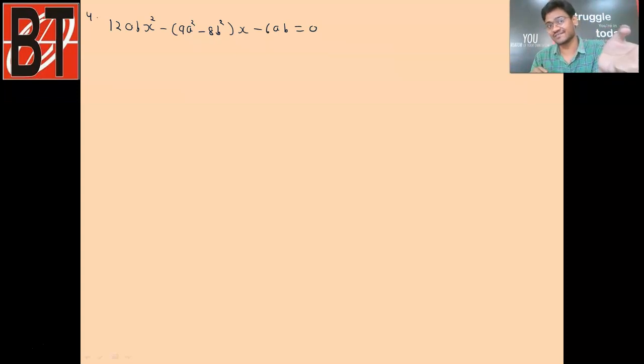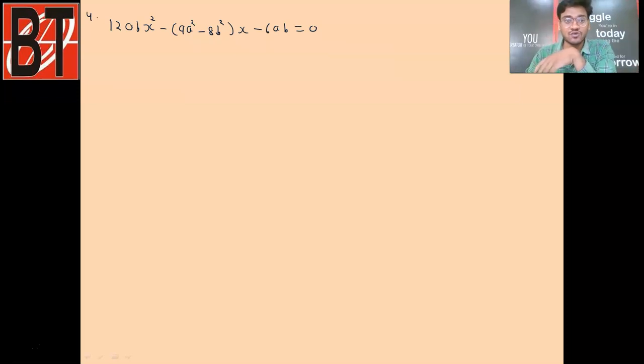See the fourth one. In this particular one, we have to simplify this. 12abx square minus, inside the bracket we have 9 times a square minus 8 times b square, multiplied with x, minus 6ab is equal to 0. Now you can observe again it's a quadratic equation because there is a term of x square, then the term of x and the constant term is there. So here no identity is getting applied, so we will be taking common.